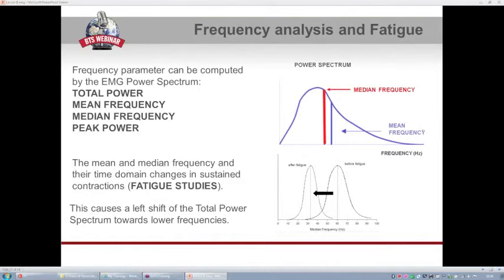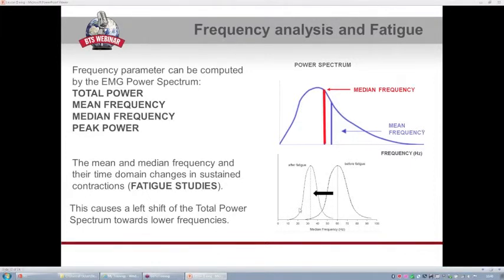The classical test requires performing, for example, a constant load level at a well-defined angle position, mass or muscular length, and you can see that due to the recruitment of the motor units, the median frequency of the power spectrum shows a decrease over the contraction time. And this is because the conduction velocity of the motor action potential on the muscle membrane decreases. So the phenomenon of fatigue causes a left shift of the power spectrum towards the lower frequency.